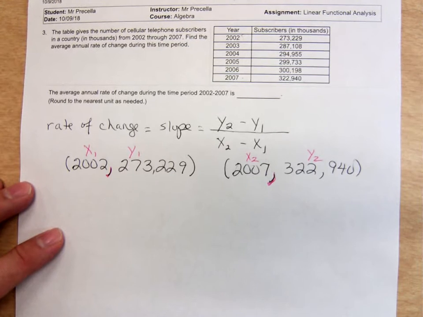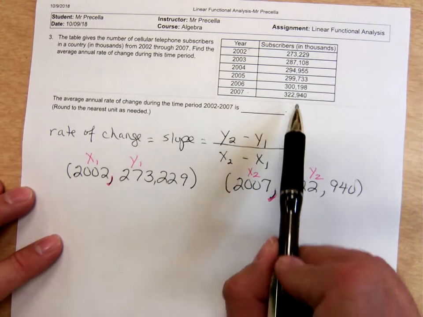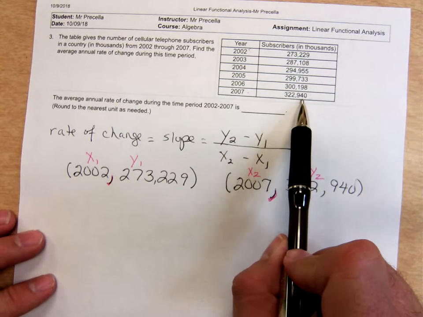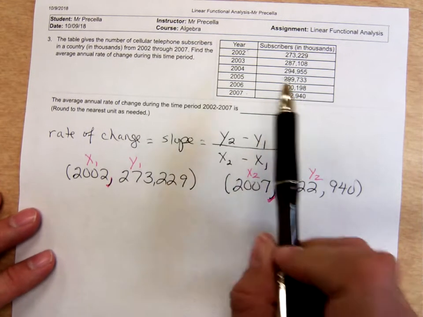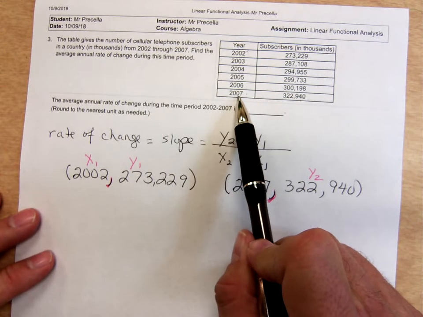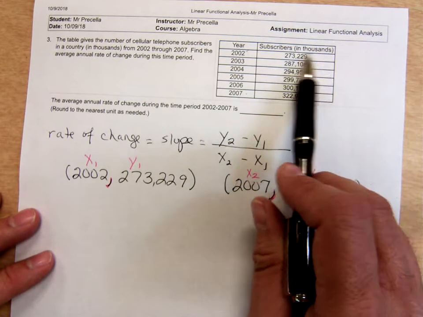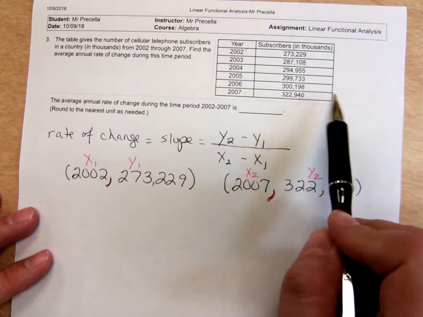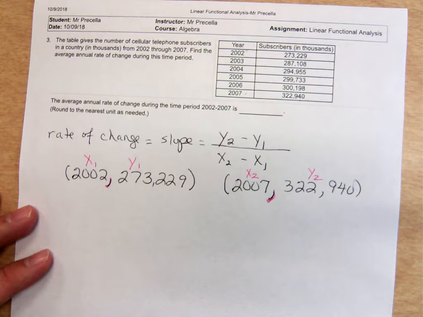Now realize this is not some super small country where there were only 322,940 cell phone subscribers in 2007. This is actually a pretty large country because this says in thousands. So it's this many thousand. So really 322,940,000.